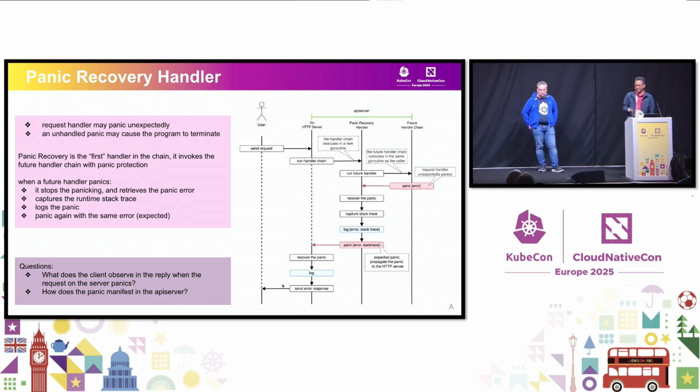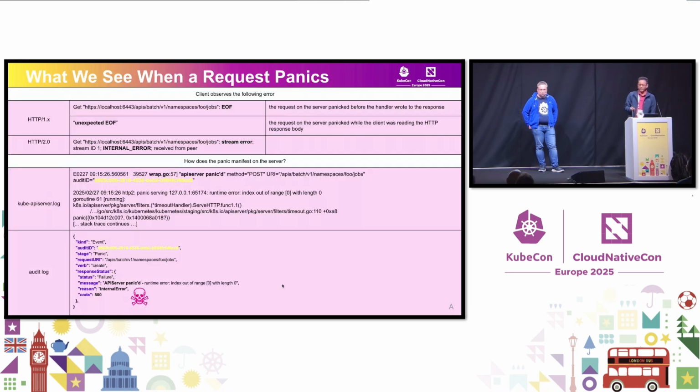So what does the client observe when a request panics on the server, and how does it manifest on the server side? What if the example request that we sent using kubectl panicked on the server? If we used HTTP1, we would see an error like end of file. It's because the handler didn't have a chance to write any bytes to the response yet. We see unexpected end of file when the handler wrote some bytes to the writer and then panicked. But for HTTP2, we see a stream reset error with the internal error code. Now, these errors are not exclusively meant to communicate a panic, so they could be for other reasons too.